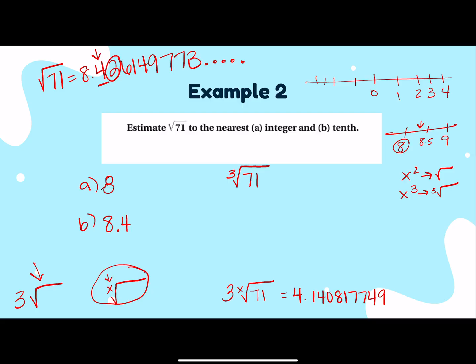So if I were to round this right here to the nearest integer and the nearest tenth, the nearest integer would just be 4, because 4.1 would be between 4 and 5, but much closer to 4. And then the nearest tenth would be 4.1, because this number is not 5 or bigger, so my 1 stays 1.